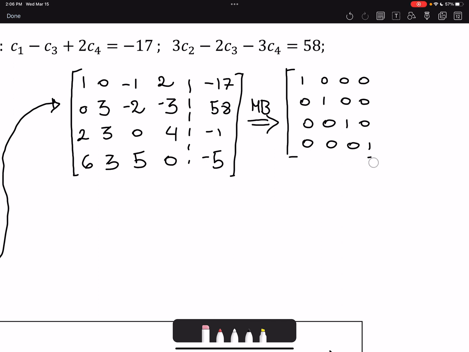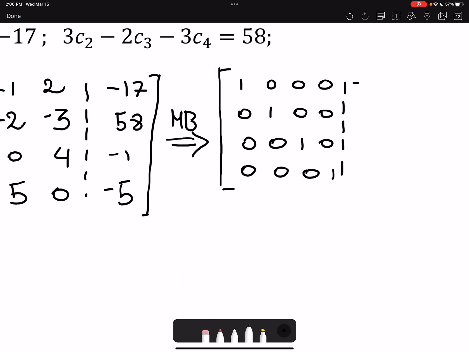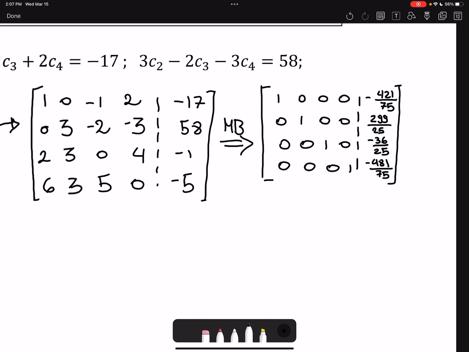And now I keep closing it out of habit, but actually we got something on the right as well. We got negative 421 over 75. Then we got 299 over 25. Then we got negative 36 over 25. And then we got negative 481 over 75.